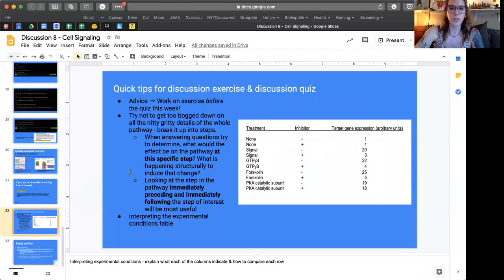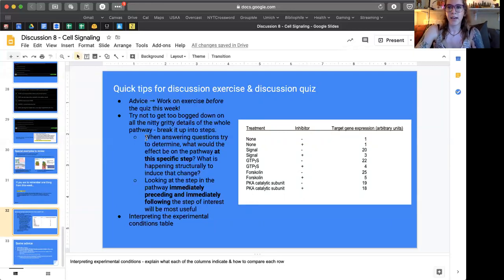Now I wanted to go over some quick things for the discussion exercise and quiz. I would highly recommend working on the exercise before the quiz this week. If you look at the first quiz question, you'll be like, what is this even talking about? That's because it's referring to a specific pathway that's in the exercise itself and wasn't talked about right here. So you're not going to know what that is until you do the exercise. And one piece of advice that I have for you is trying not to get too bogged down in all the nitty-gritty details, like understanding every single word and every step of the whole pathway at a time.